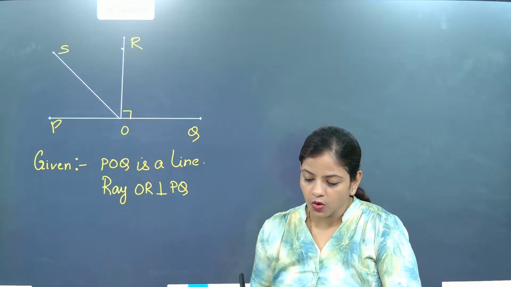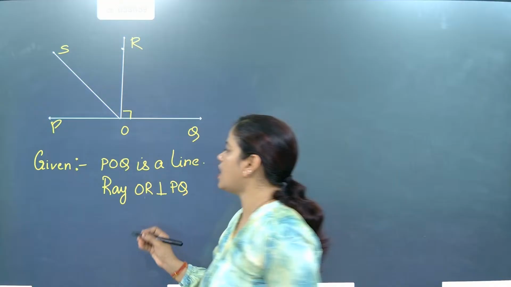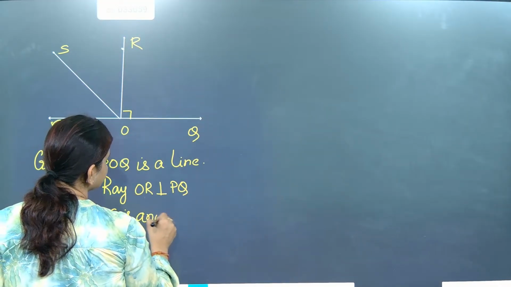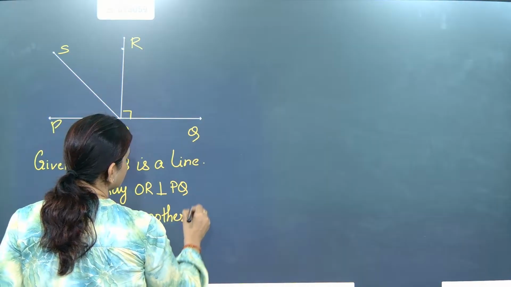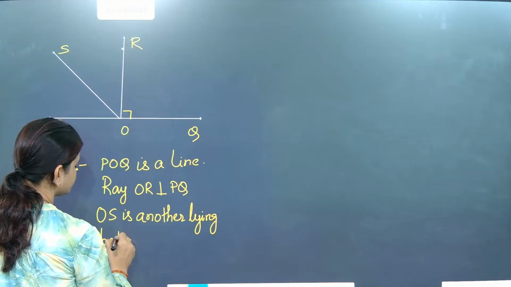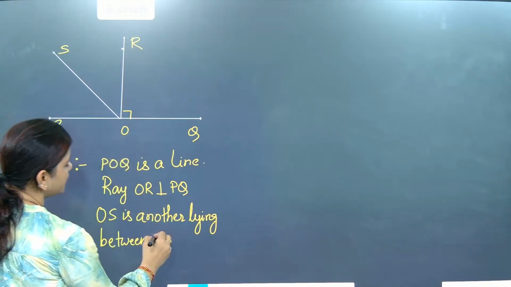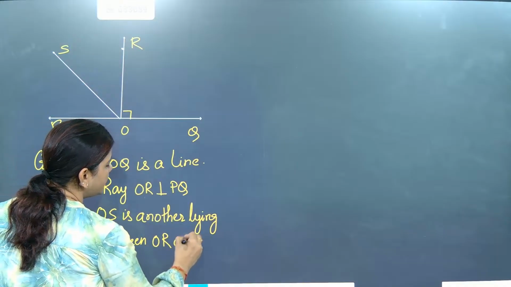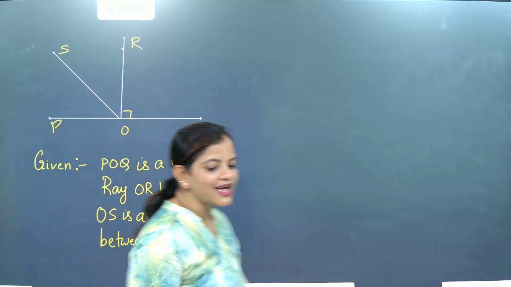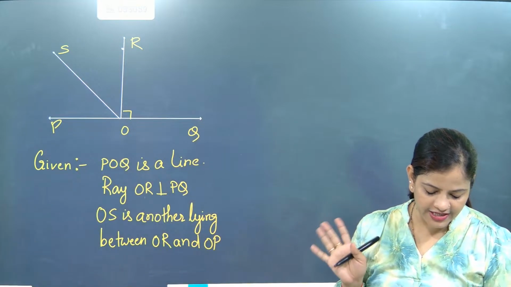What is given, beta? OS is another ray lying between ray OP and OR. OS is another ray lying between OR and OP. So this is exactly given to you. Once the things have been given to you, we will go for the next section.